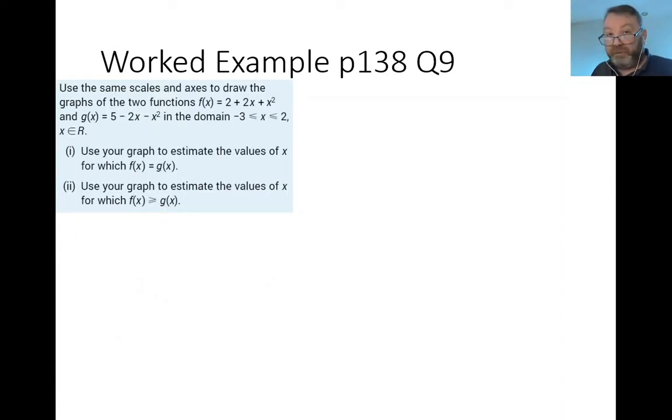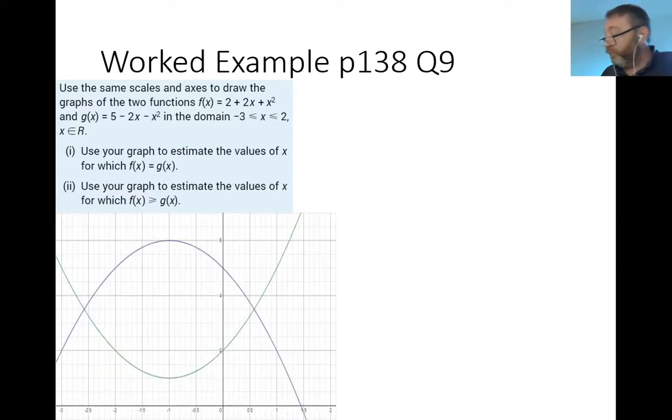Okay, final one before I give you some to do yourselves. Use the same scales and same axes, again put them on the same page, to draw the graphs of the two functions f of x and g of x in the domain from -3 to 2, where x is all real numbers. Now again, thanks to the wonders of modern technology, there are the graphs we're dealing with. So you can see the part of the quadrant that we're dealing with here.